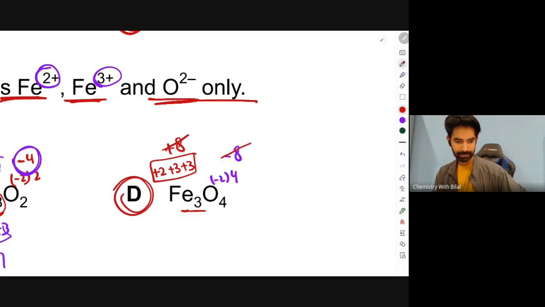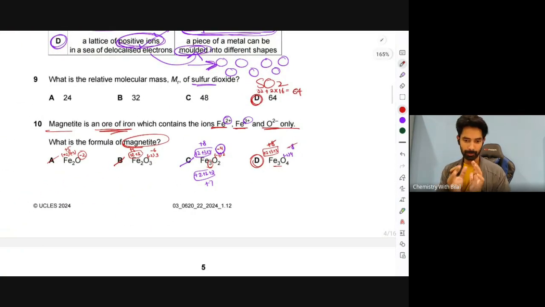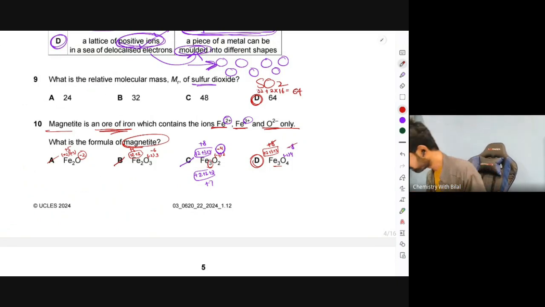Yes, correct. So this was a little different but important question. So make sure you balance the charges to 0.